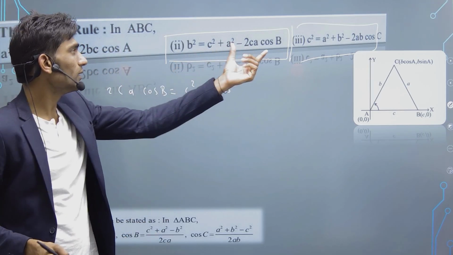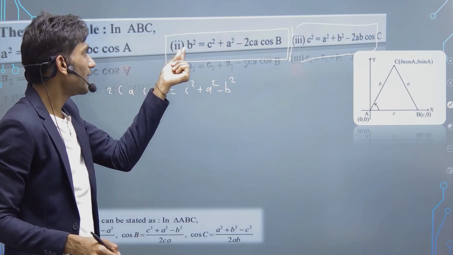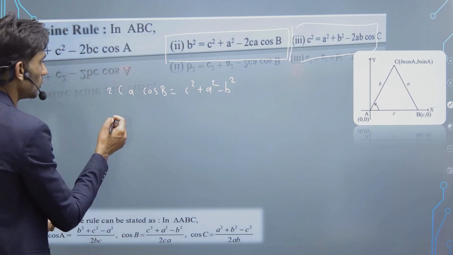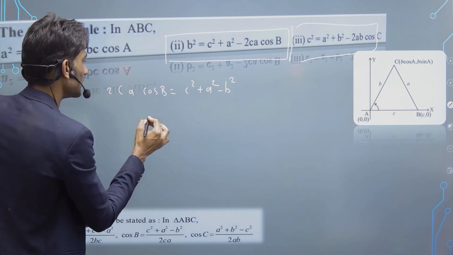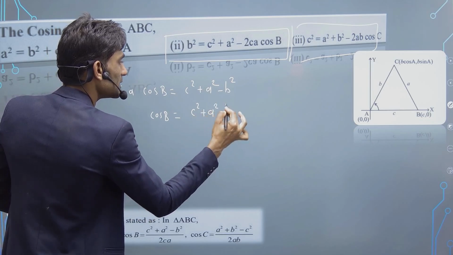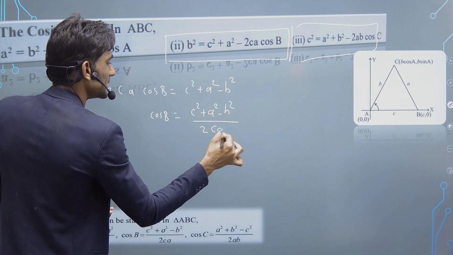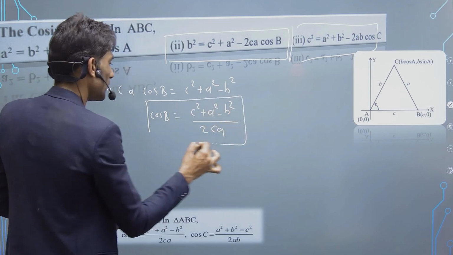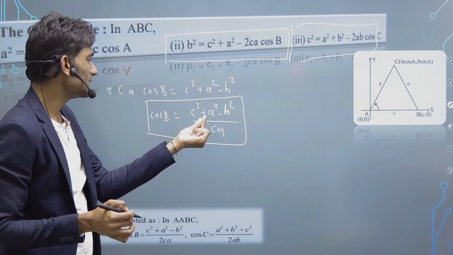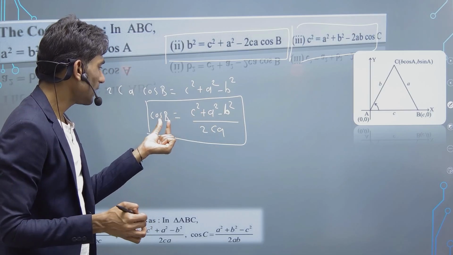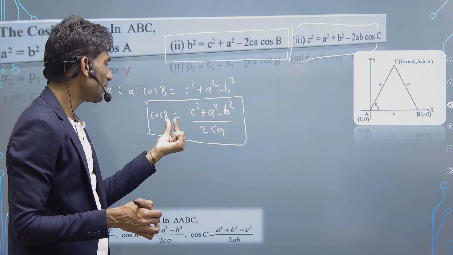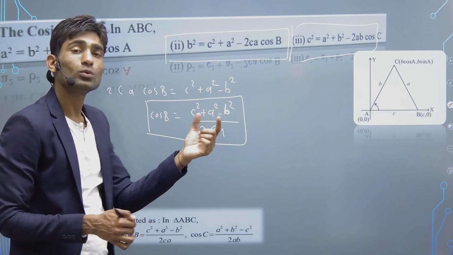So what I have done is I took that negative quantity here and the positive B square here. The replacement of the values is there. So take 2 times CA to the other side. So cos B will be C square plus A square minus B square upon 2 times CA. So this is the value for cos B, which is equal to C square plus A square minus B square upon 2CA. That means the cosine of the capital angle equals the remaining two sides squared and added, minus the square of the side in front of the capital angle, divided by 2 times the remaining two sides.